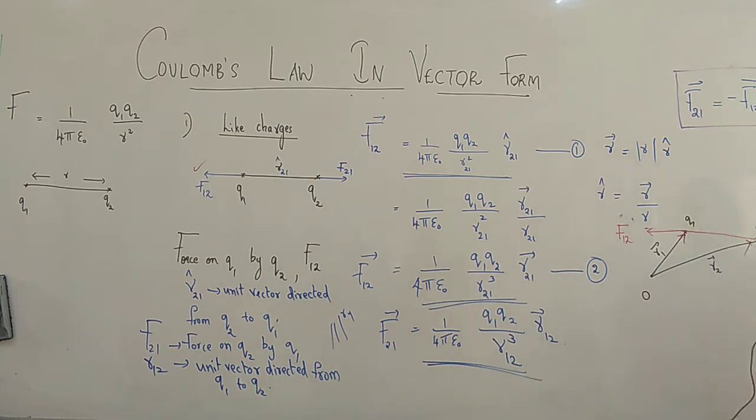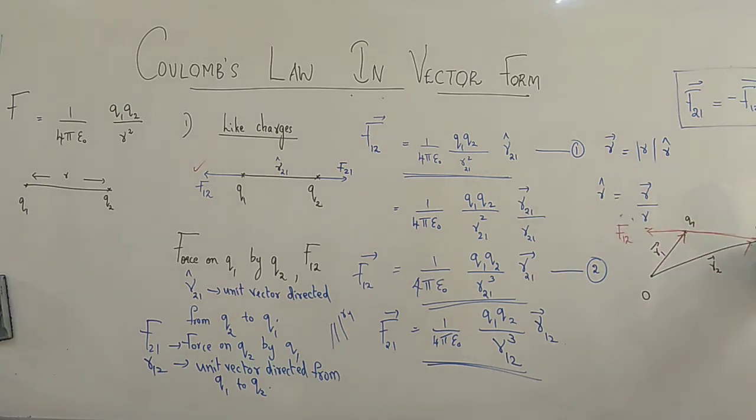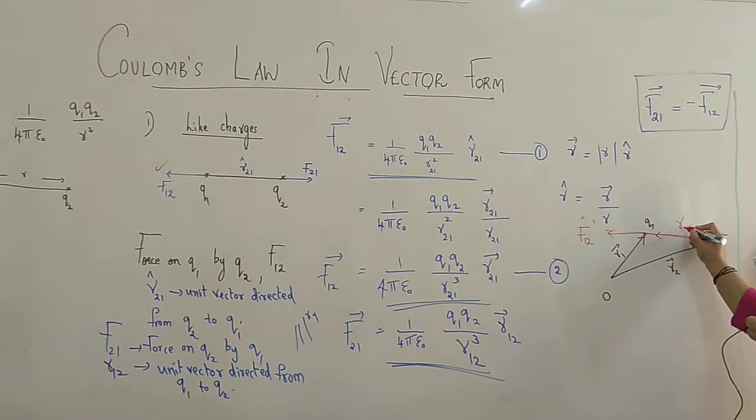See, it is along the line joining the charges, directed from Q2 to Q1. See, it is in this direction. So since it is directed from Q2 to Q1, this is the direction from Q2 to Q1. So we call this R21.